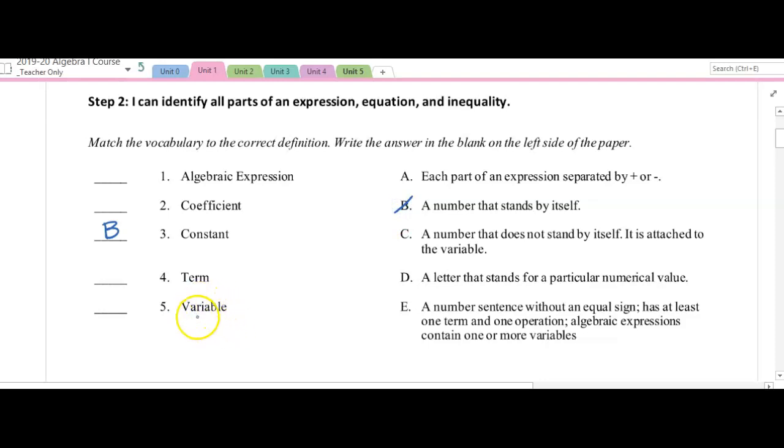Variable, those are the letters in algebra. It's a variable, a letter that stands for a particular numerical value. Each part of an expression separated by a plus or minus is called a term. A number that doesn't stand by itself that's attached to a variable, like 3x, 3 would be the coefficient. Which leaves E, a number sentence without an equal sign, has at least one term and one operation.